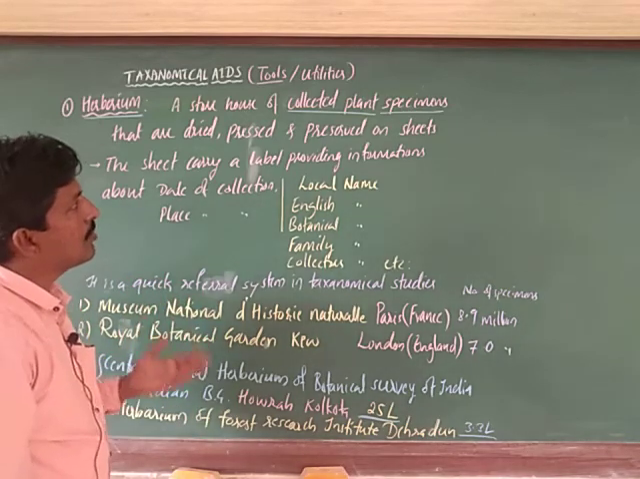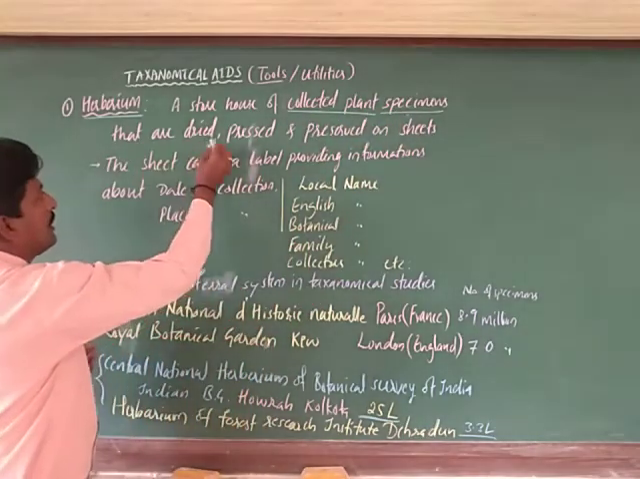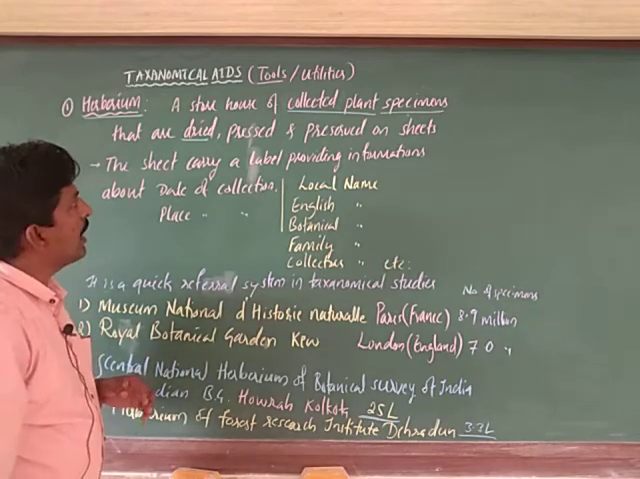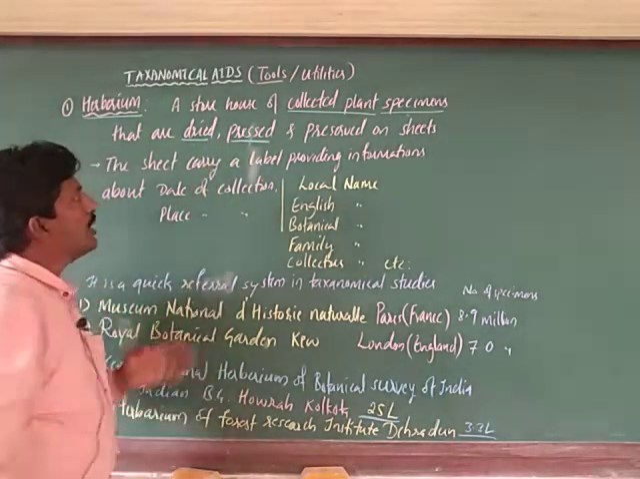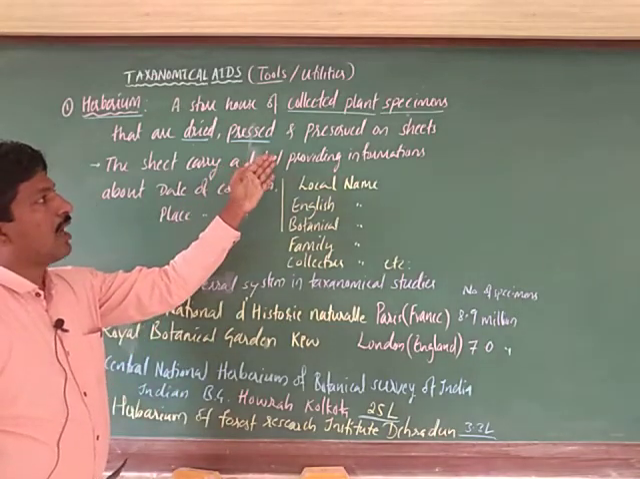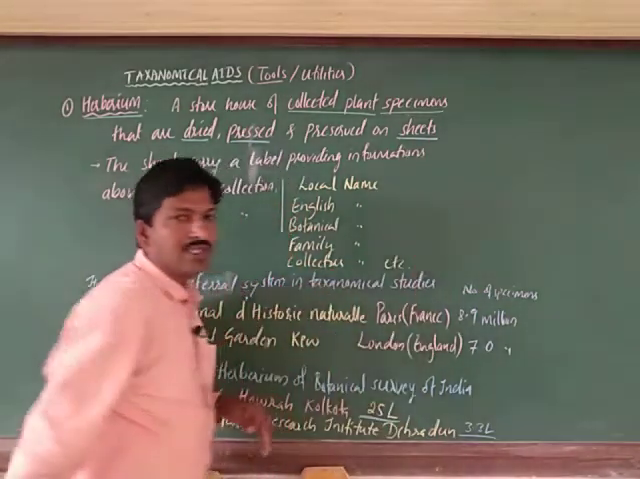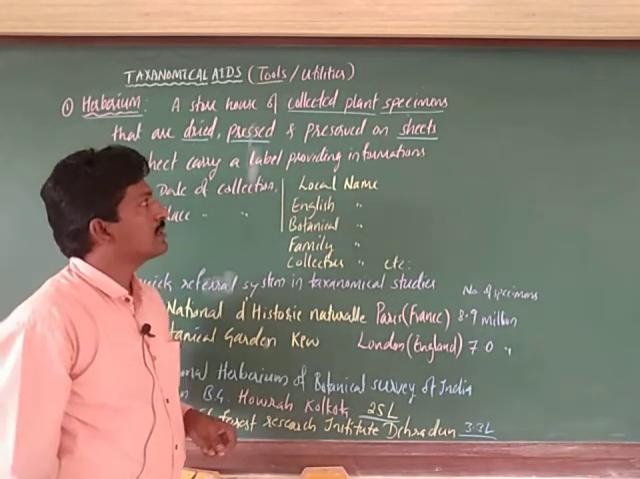So that part of the plant, that is called plant specimens, are dried. First they should be dried, that is, allowed to dry and pressed. It is a continuous and simultaneous process. It should be dried and pressed and preserved on sheets, that is card sheets. A thick card sheet is required here.